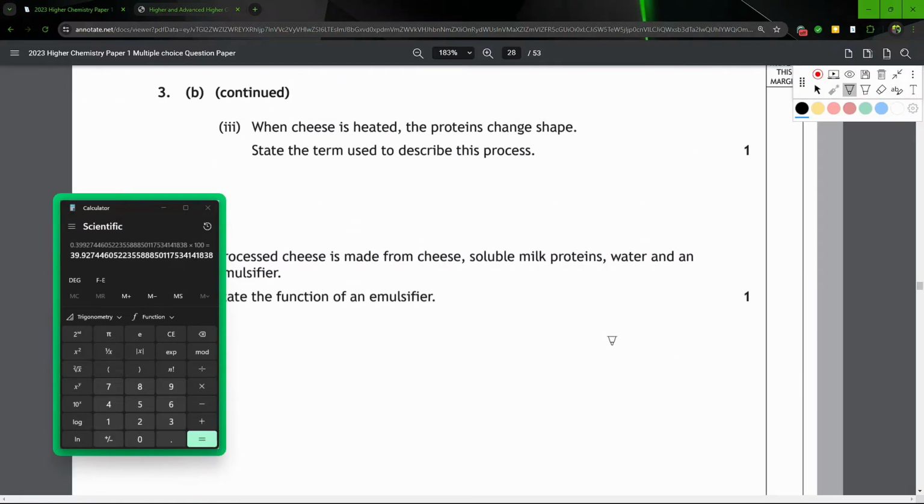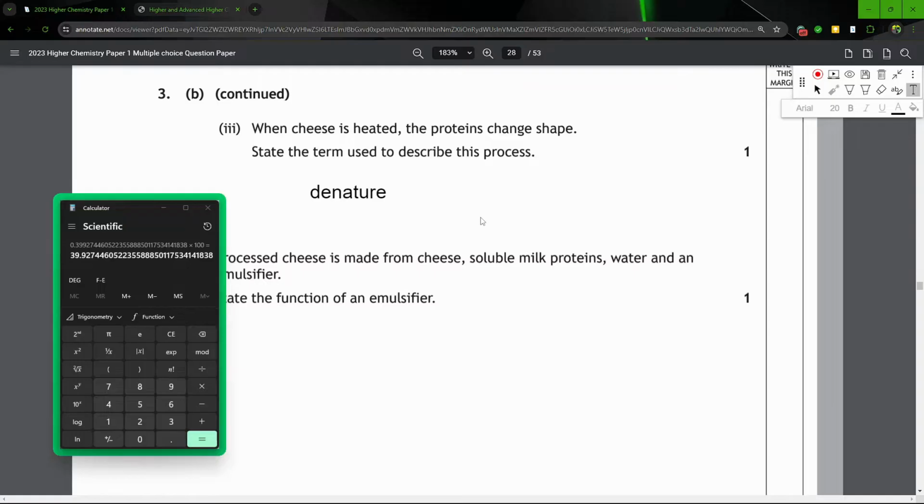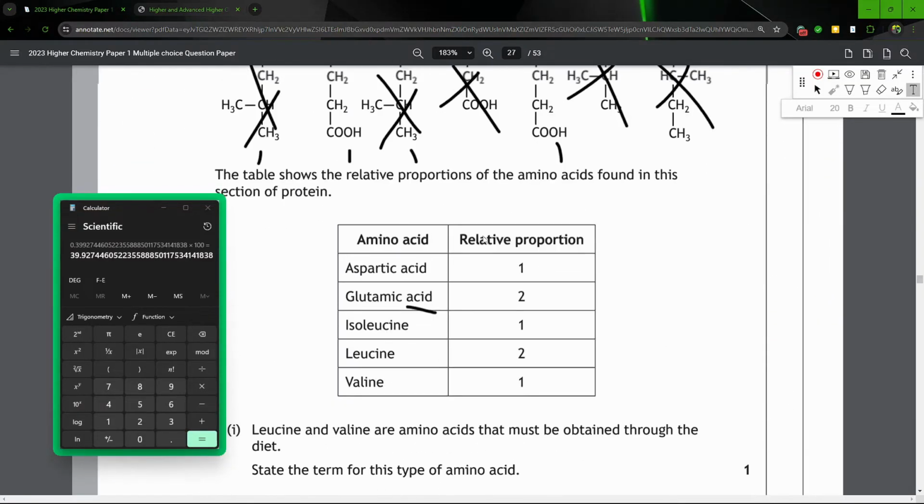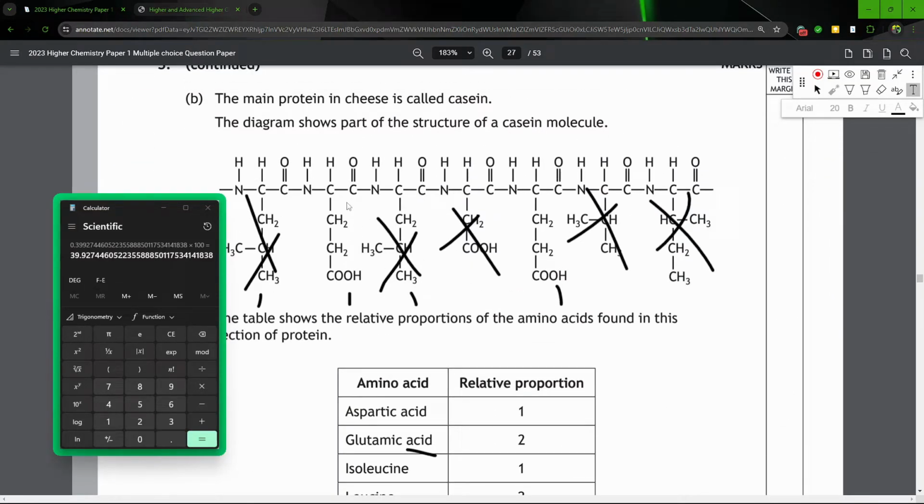When the cheese is heated, the protein changes shape. State the term used to describe this process. And there's another thing you just got to remember: denature. So basically what denaturing is, you have intermolecular forces between the amino acids. They kind of get attracted to each other, and this folds the big chain in various ways. But if you denature it, you can break those forces and kind of straighten the whole thing out, which is called denaturing.